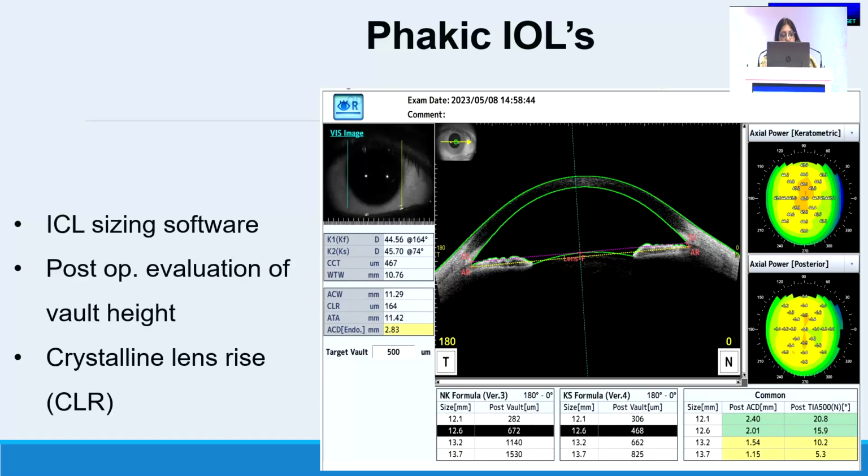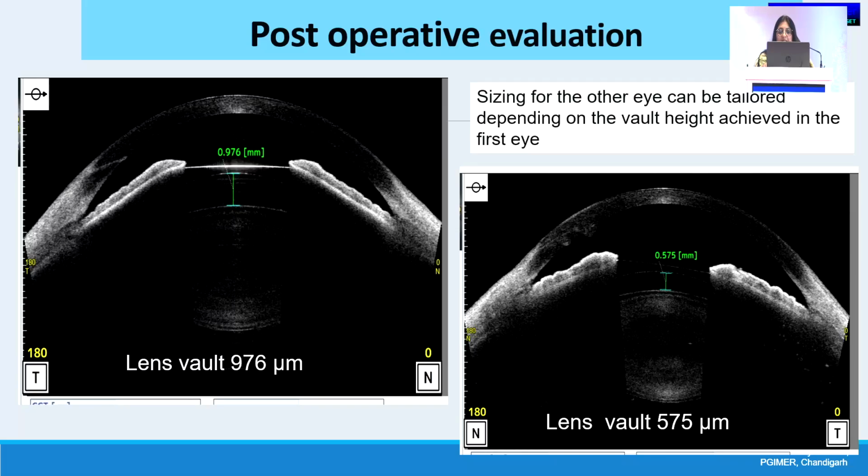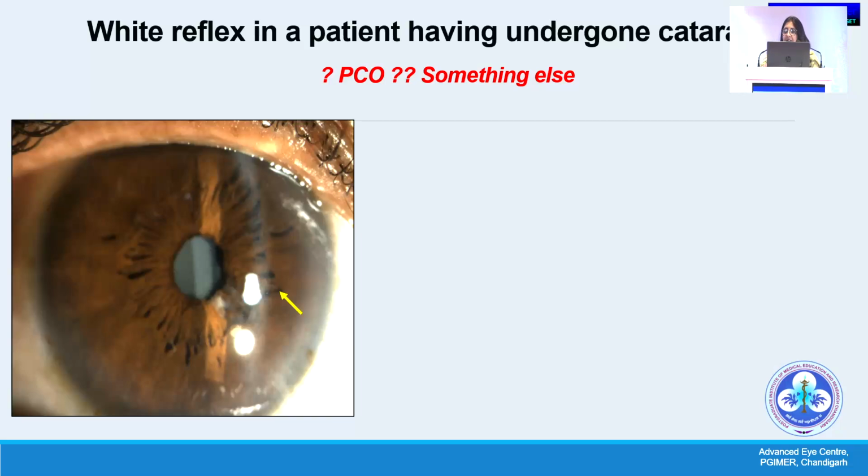Post-operative evaluation of the vault height and the crystalline lens rise. So if the crystalline lens rise is more positive, then we want to go in for an ICL with a higher vault vis-a-vis if the crystalline lens rise is negative. And this is just showing how we can measure the AS-OCT vault height. And then the sizing for the ICL vault height and for the sizing for the other eye can then be tailored according to that.